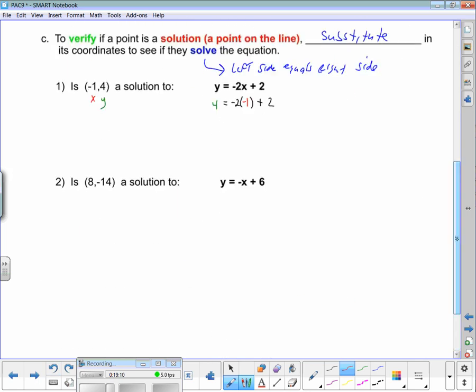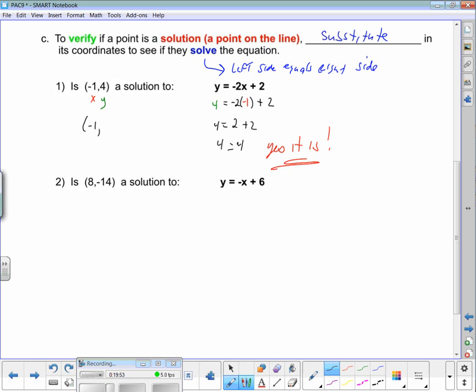And so let's finish it off. All right, so 4 is a 4. Negative 2 times negative 1 is a positive 2. And lo and behold, the left side equals the right side, and therefore we would say, yes, it is a point on the line. Why? Because 4 equals 4. If when you sub in the values, the left side equals the right side, guaranteed or your money back, it's a point on the line. Don't do this for time's sake.